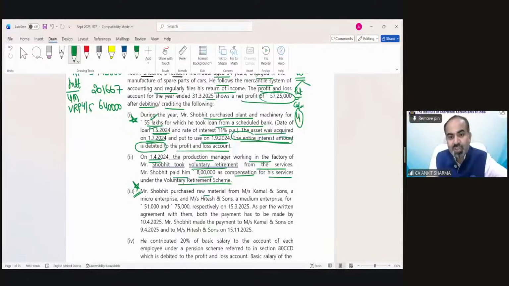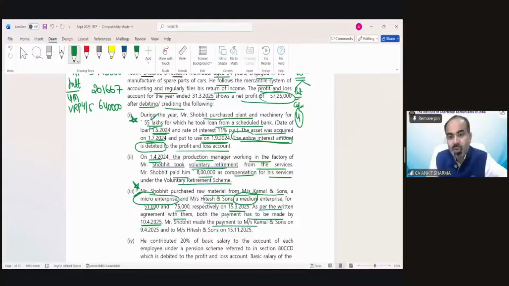Mr. Shobhit purchased raw material from Messrs. Kamal and Sons, a micro enterprise. So section 43BH is applicable on micro enterprises; you have to pay within 45 days. And Hitesh and Son, a medium enterprise. So 43BH is not applicable on medium; it is only on micro and small. So 43BH is not applicable to the Hitesh and Son payment. The payments were 51,000 and 75,000 respectively on 15th March 25. As per the written agreement with them, both payments have to be made by 10th April 2025.